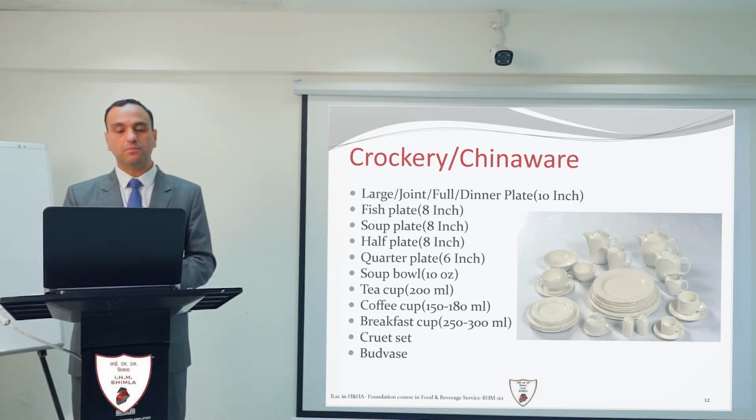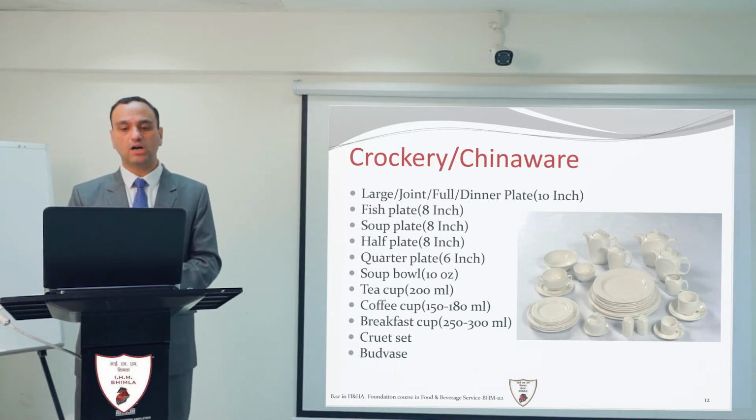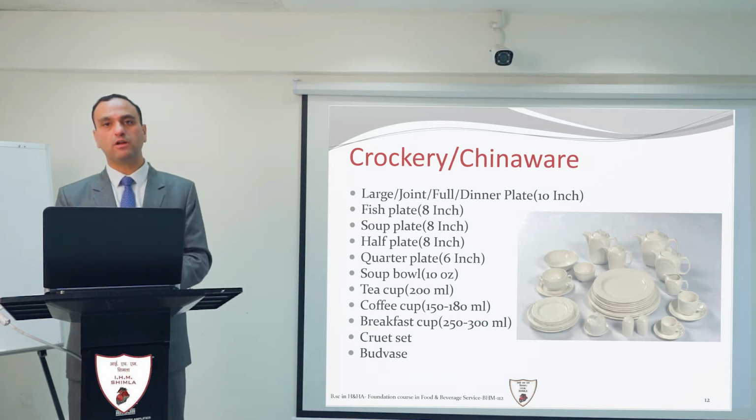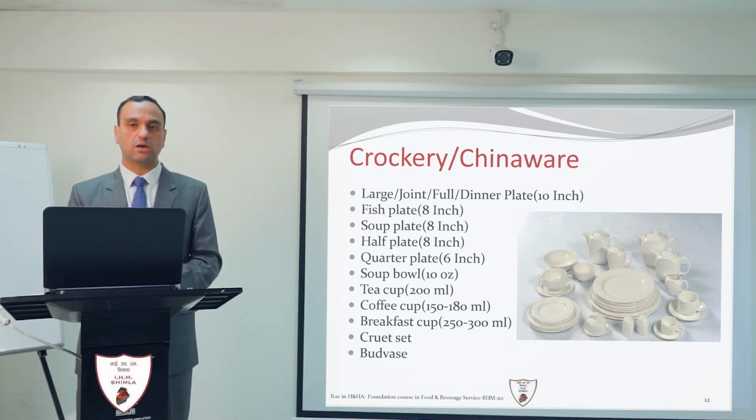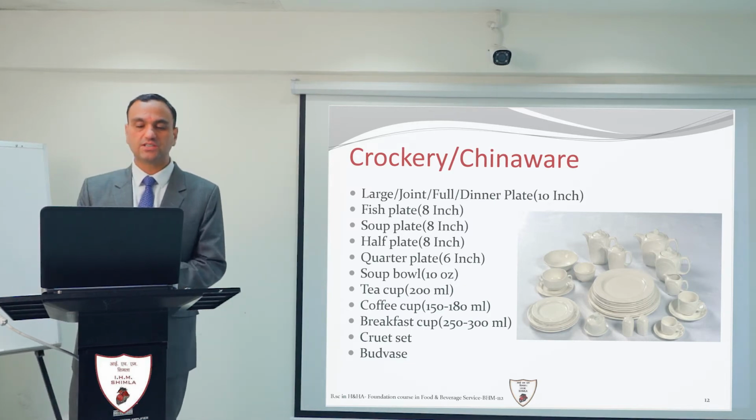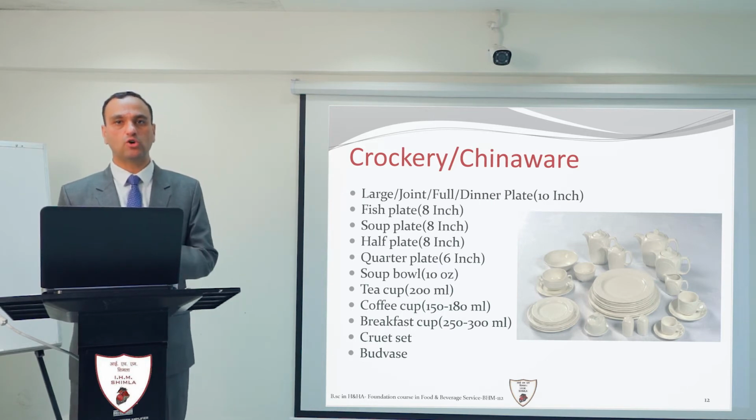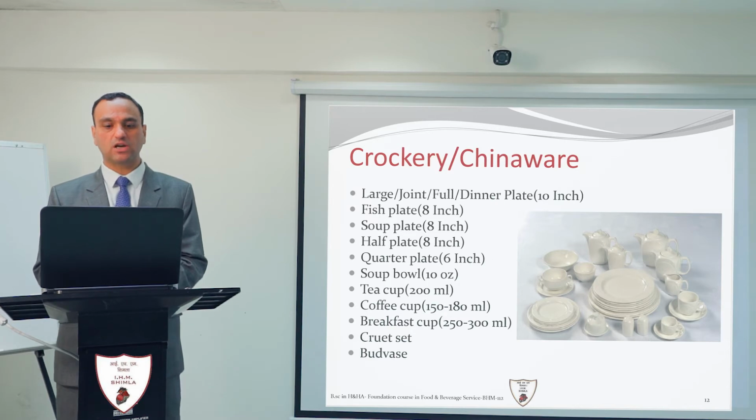Next is the tea cup. The tea cup will be used for serving tea, and the capacity for the tea cup is 200 ml. Next is the coffee cup. The coffee cup will be used for serving coffee, and the capacity of the coffee cup is 150 to 180 ml. Next is the breakfast cup. The breakfast cup will be used for serving tea and coffee at breakfast, and the capacity for the breakfast cup is 250 to 300 ml.